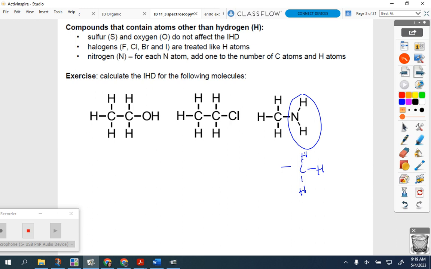If anyone does the IHD for these 3 molecules, you'll see that they're all 0, okay? And that is because they're all saturated. There's no double bonds, there's no cyclical chain, there's no carbonyl group. Everything has the right number of hydrogens on it if we assume that this is equivalent to a methyl group. Okay?